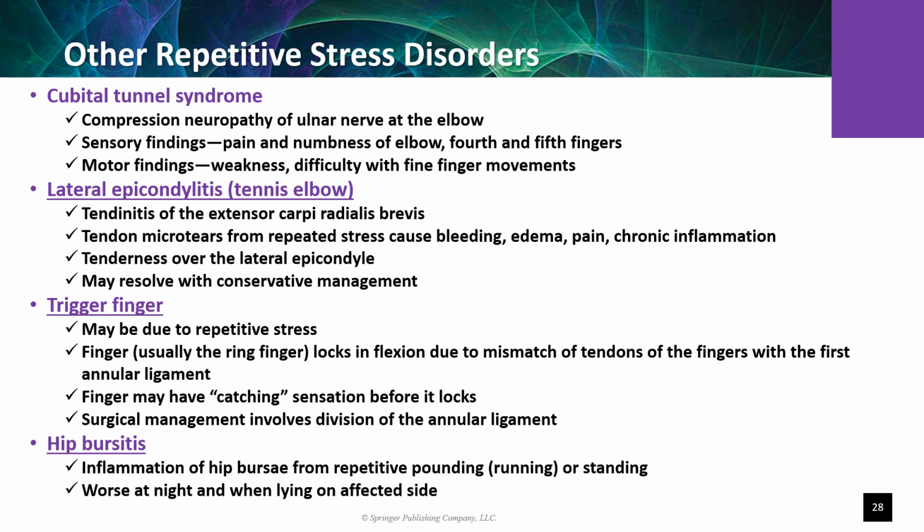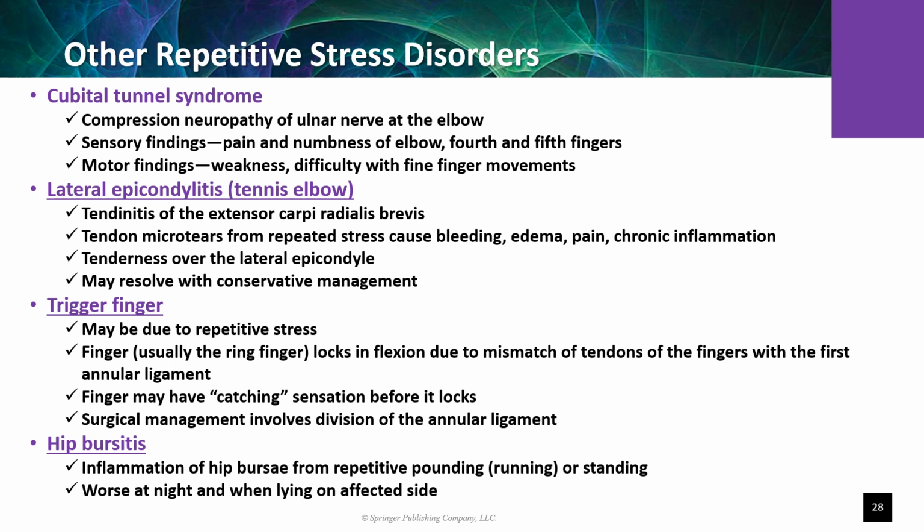Trigger finger occurs when there is a disparity in size between the flexor tendons in the hand and the first annular ligament, which overlies the metacarpophalangeal joint on its palmar aspect.